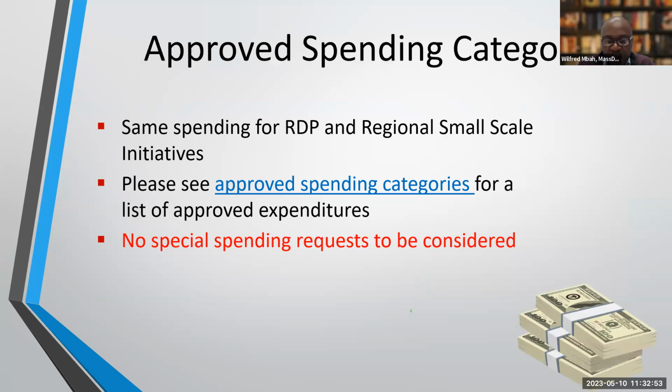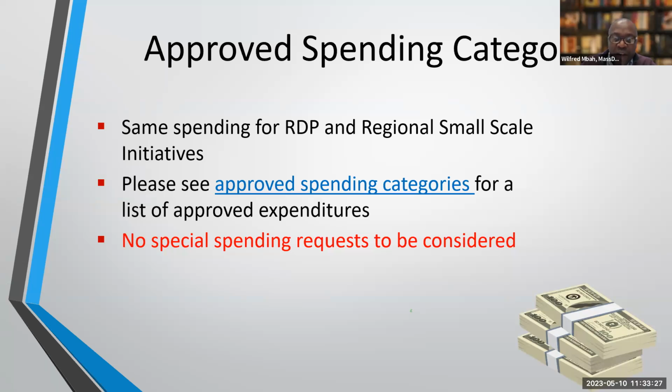Approved spending categories. This is just a reminder that RDP funds are intended to support recycling and waste reduction activities. Spending allowances for RDP and regional small scale are the same. Please check our approved spending categories as it has a broad range of eligible expenses. Funds do not have to be spent in the year awarded. And we also recommend a dedicated account for RDP funds.